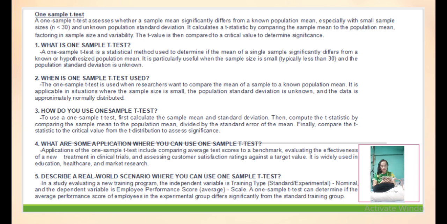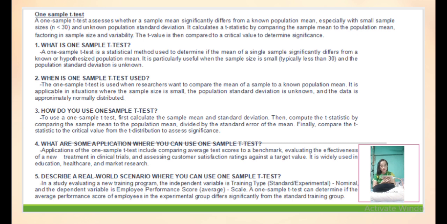One sample t-test. A one sample t-test assesses whether a sample mean significantly differs from a known population mean, especially with small sample sizes of less than 30 and an unknown population standard deviation. It calculates a t-statistic by comparing the sample mean to the population mean, factoring in sample size and variability. The t-value is then compared to a critical value to determine significance.